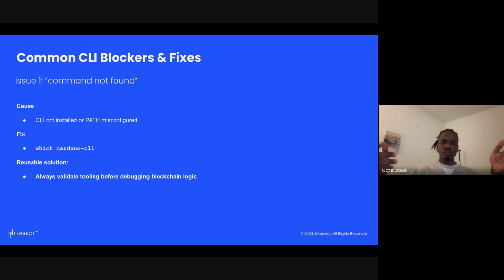Always validate tooling before debugging blockchain logic. That is the number one thing you always need to have in mind. Always make sure that your tooling works and is duly installed before you start debugging any blockchain logic.